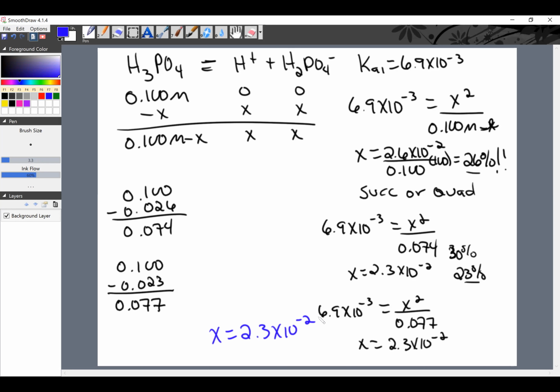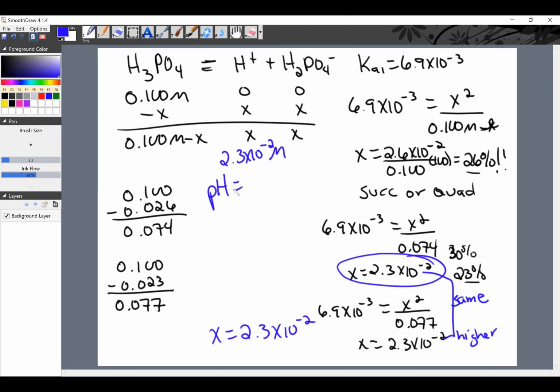The way you know that you are done doing successive approximations is you will either get two that are the same, or this one might be slightly higher. Okay, so that's how you know you're done. And it's telling me that it's 2.3 times 10 to the minus 2. Now, after all that math, I've forgotten, what was I supposed to be doing in the first place? Well, x, plug it into my ice table, is 2.3 times 10 to the minus 2 molarity. And so my pH is 1.64.